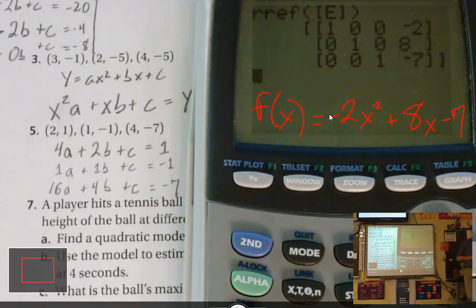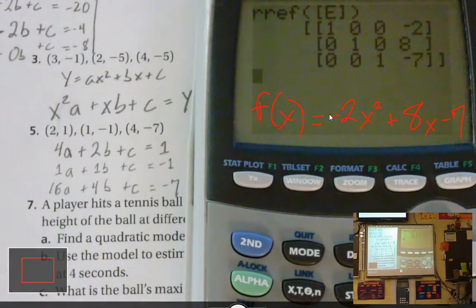Do you have to use f of x or y? They mean the same thing. F of x is saying the function at the value of x. Y is saying the output. So f of x is kind of specific to the fact that it is a function. Which one do you prefer? Either. I really don't have a preference.